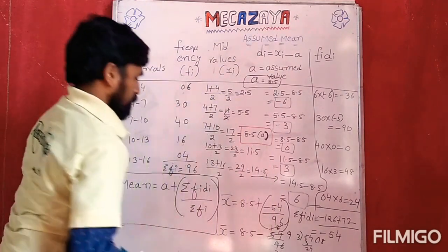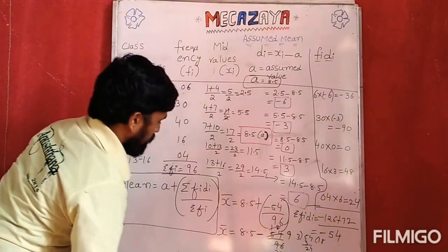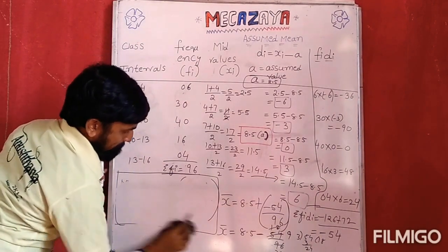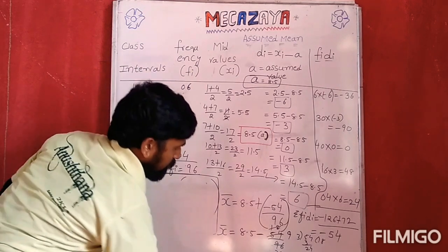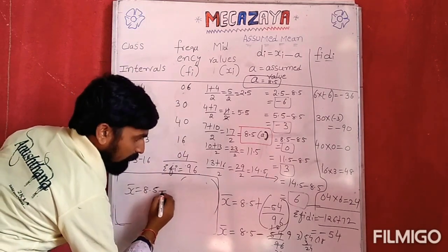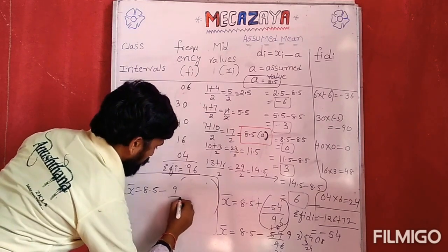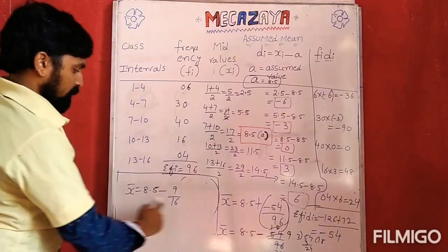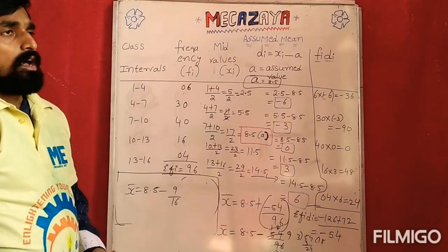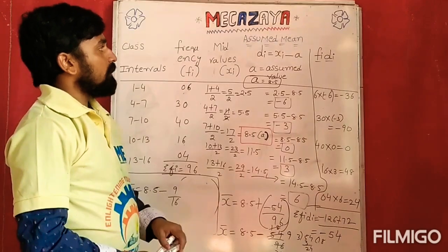X bar equals to, so what is X bar? X bar equals 8.5 minus 9 by 16. So do this, we will get the mean value. So this is how to find the mean using the assumed mean.